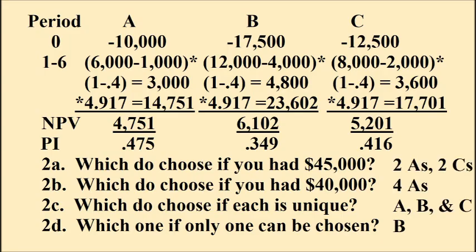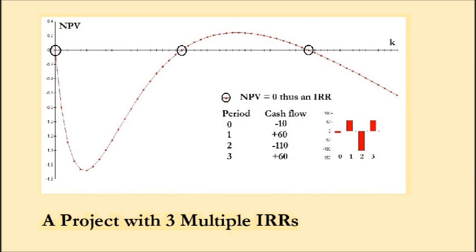Now here arises the packing problem. How are you going to fit that stuff in there? If you had $45,000, you would do 2 A's and 2 C's, because it uses up all the money. If you only had $40,000, you would do 4 A's. That's not a surprise. What if each one was unique, meaning you'd only do one? Well, you'd choose each one of them. And finally, if you only had to choose one of them all, you'd choose B because it adds the greatest amount of cash. Boy, talk about complex, but wait, there's more.